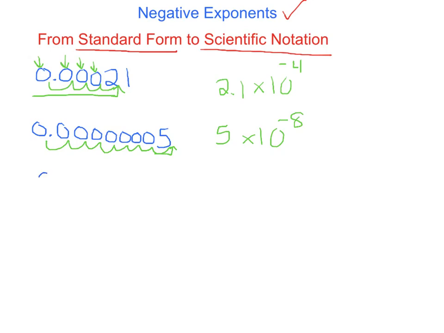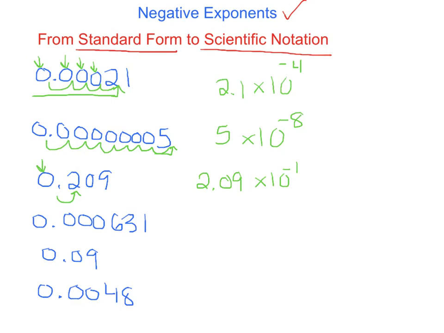Next example, 0.209. So in this case, the first number other than that front 0 is 2. So 2 and then decimal, whatever we have left, 2.09 times 10 to the power of, how many zeros are in front of the 2? Just the 1, so -1.